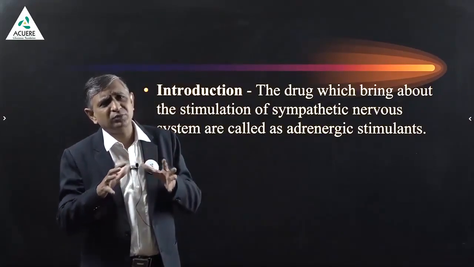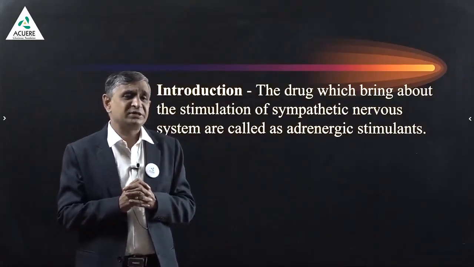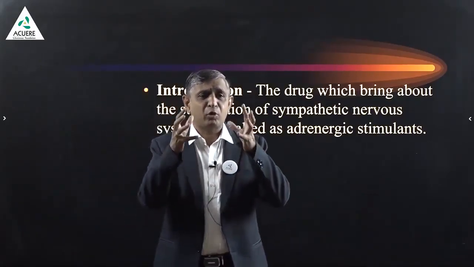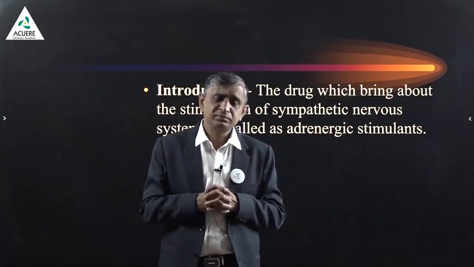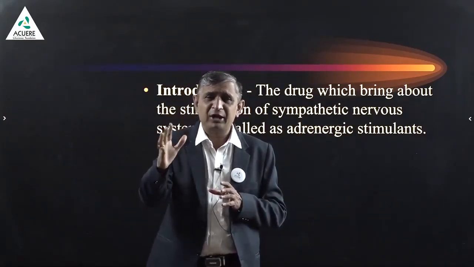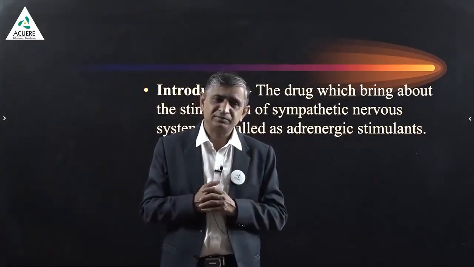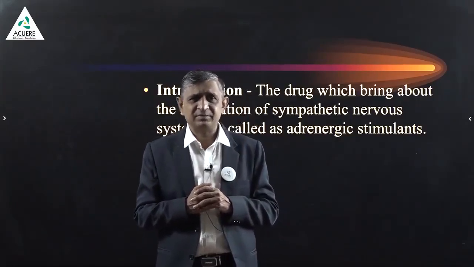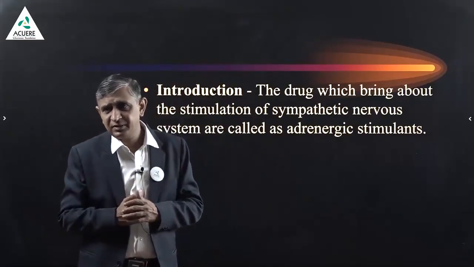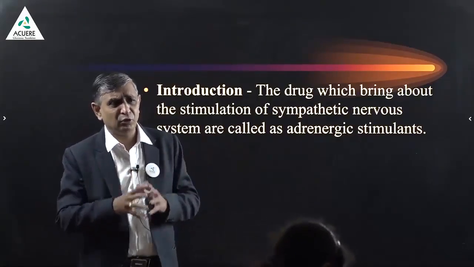Now, most of the visceral organs, the point is very important, most of the visceral organs are supplied by both of these systems. Now, generally, the sympathetic nervous system is stimulatory in its function. The sympathetic nervous system, that is the adrenergic nervous system, is stimulatory in its functions. Most of the time, this is a true sentence.